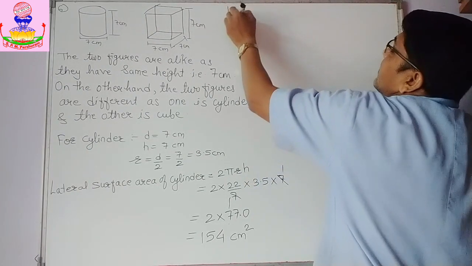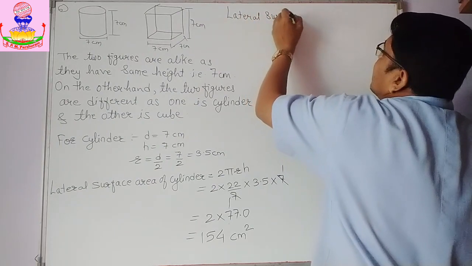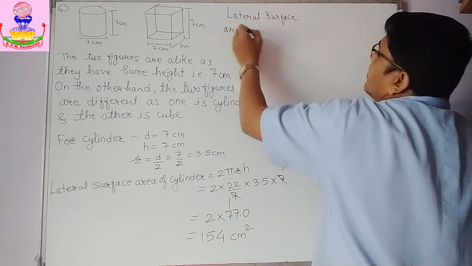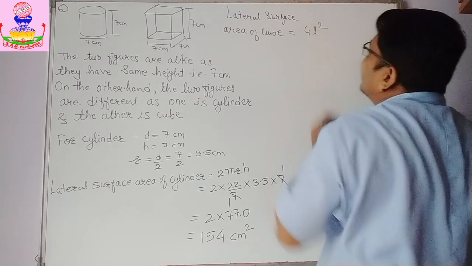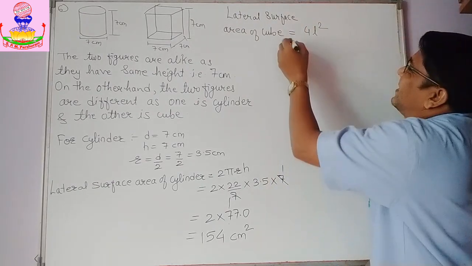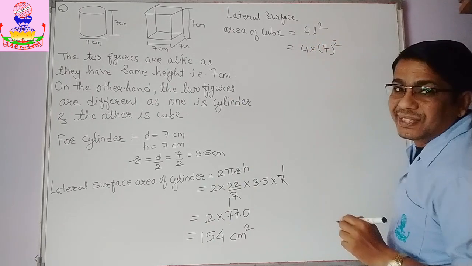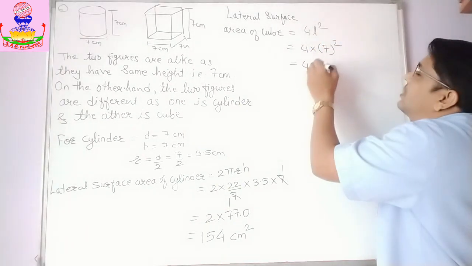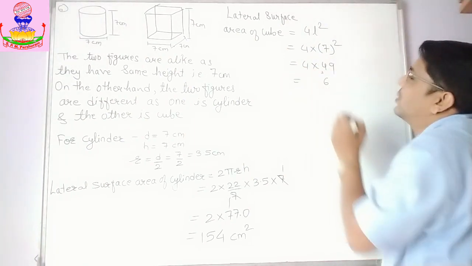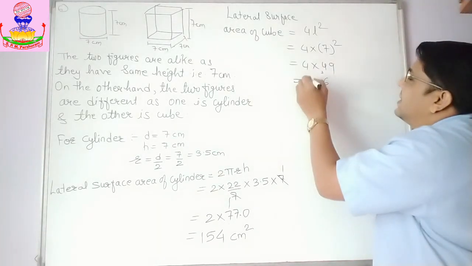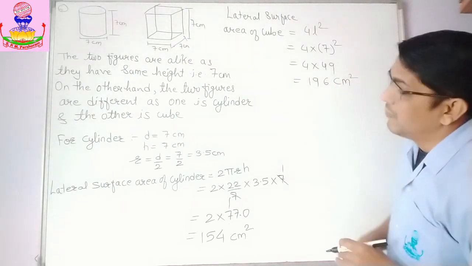Now, lateral surface area of the cube. What is the formula? Oh yes, 4L square. Okay, now 4 into L. L is what? 7. So 7 square, and 7 square is 49. Right? And 9 4s are 36. 3 carry on. 4 4s are 16 plus 3, 19. So 196 centimeter square.